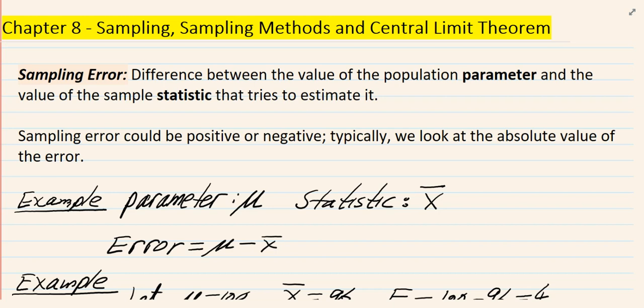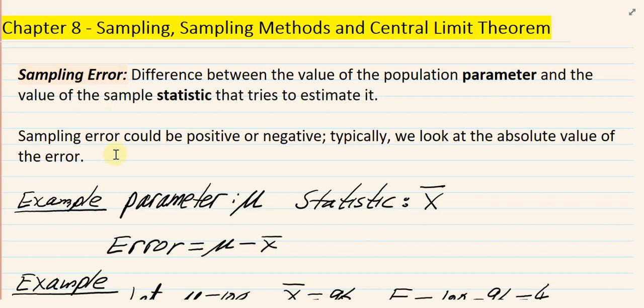Anytime we sample from a population, in order to estimate the parameter of the population from the statistics derived from the sample, there's bound to be error. The error, that's the difference between the value of the population parameter and the value of the sample statistic that tends to estimate it, is called sampling error. So that's what that is.